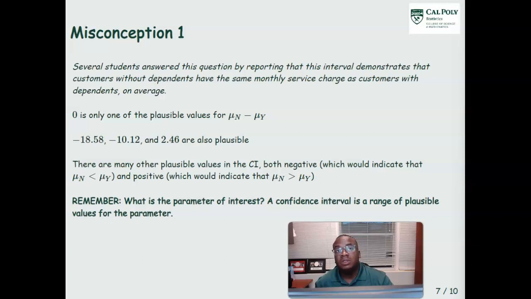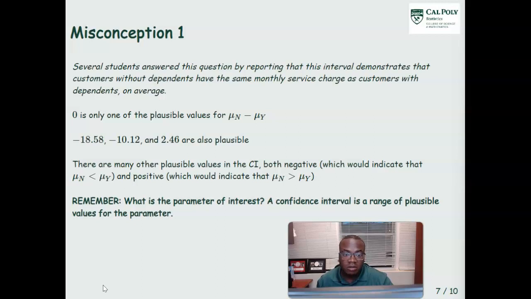So 0 is a plausible value. I 1,000% agree with that. But at the same rate, so is negative 18.58, or negative 10.12, or 19.2. Those are also plausible. Again, we don't necessarily know what the population means are. We're going to give an estimate, but based on the data, it's plausible that the difference is these particular values.